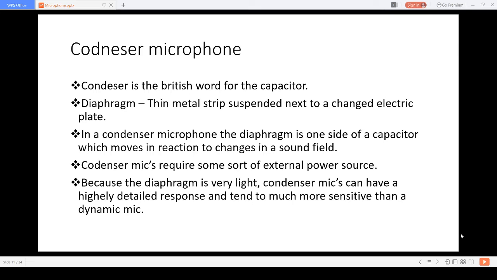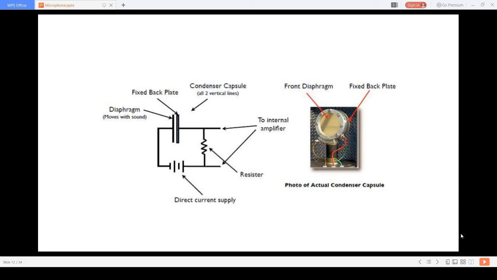Third one is the condenser microphone. Condenser is the British word for capacitor. The diaphragm is a thin metal strip suspended next to a charged electric plate. In a condenser microphone, the diaphragm is one side of a capacitor which moves in reaction to changes in a sound field. Condenser mics require some sort of external power supply. Because the diaphragm is very light, condenser mics can have a highly detailed response and tend to be much more sensitive than a dynamic mic. Here is the circuit diagram of the condenser microphone.